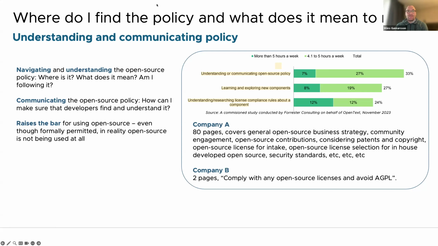The problems here are basically navigating and understanding the open source policy. Like I mentioned before, where can I find the policy? What does it mean? Am I following it right now? And similarly, communicating the open source policies. If you are in the OSPO, how can I make sure that developers find and understand it? And the respondent data in the survey said that 33% of respondents have to spend more than 4 hours every week trying just to navigate and understand the company open source policy.